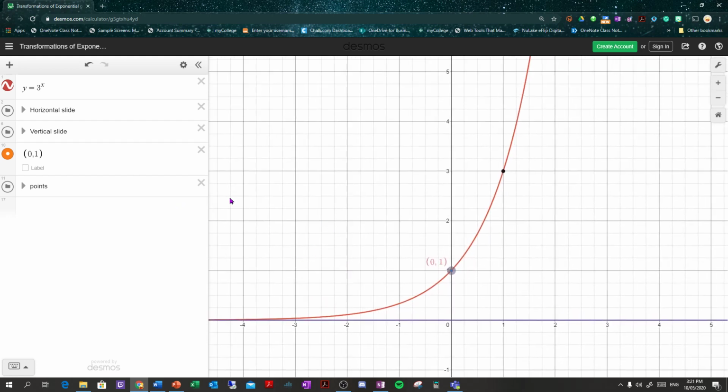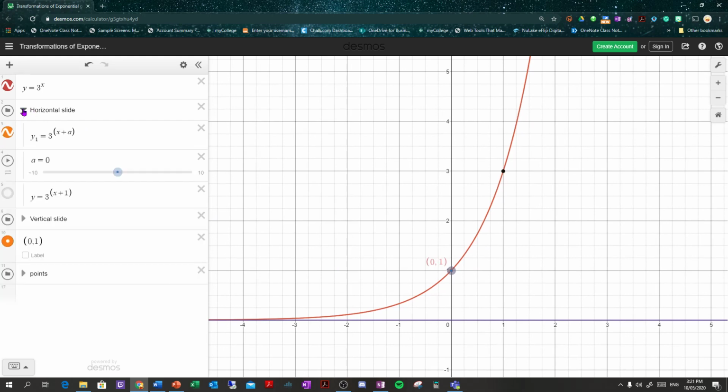And then we need to know what happens when we slide the graph right and left and up and down, because we can. Our transformations remain consistent. When we apply something to the x, we're going to be moving the graph right and left, opposite to what we put in the equation.